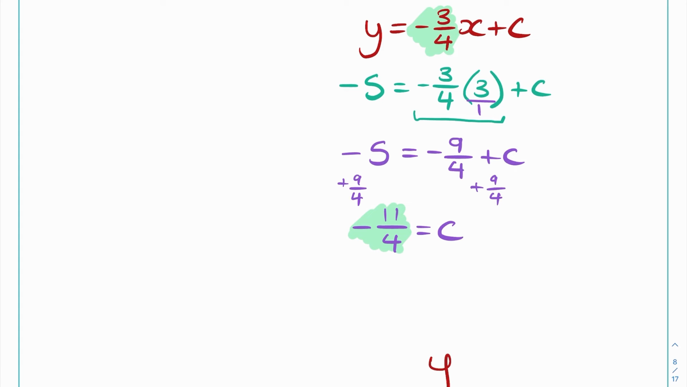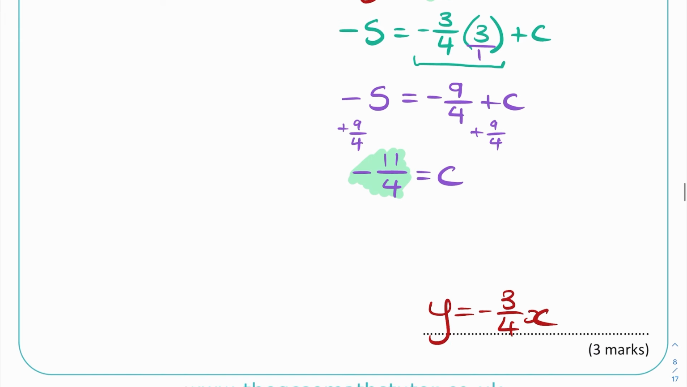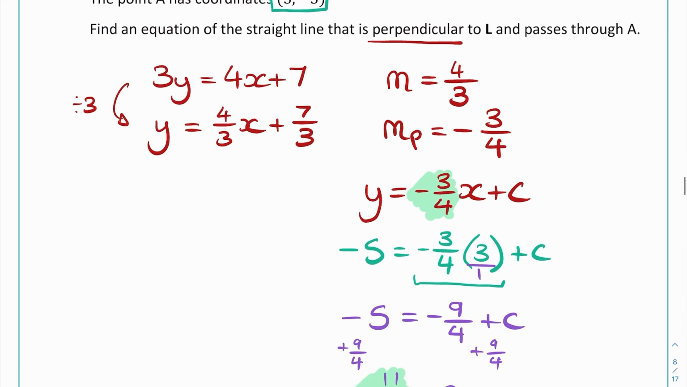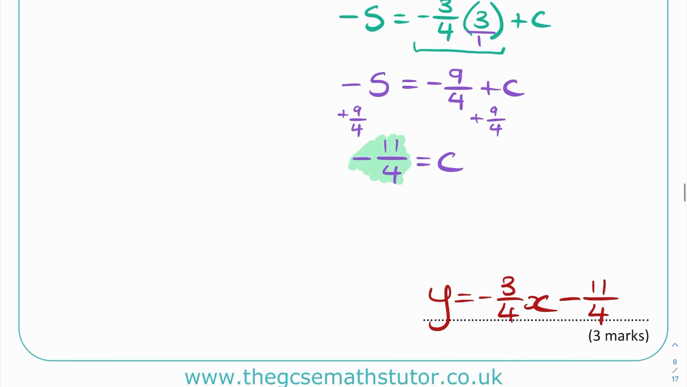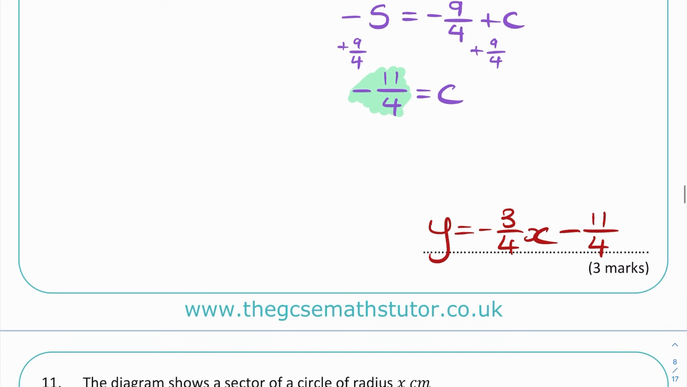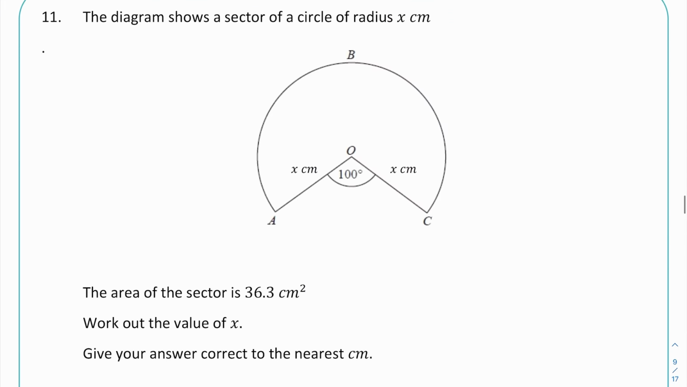So we've got y is equal to -3/4x. And then we're not going to write plus c because c is negative, so minus 11/4. And there we go, and there we are, finished. y is equal to -3/4x, take away 11/4. Absolutely fine, you could write those as decimals if you prefer to work in decimals, but I tend to always leave it as a fraction. Okay, on to our next question.